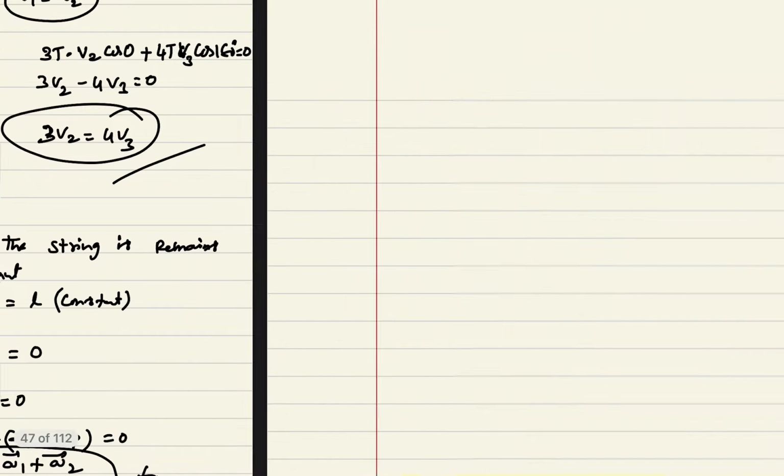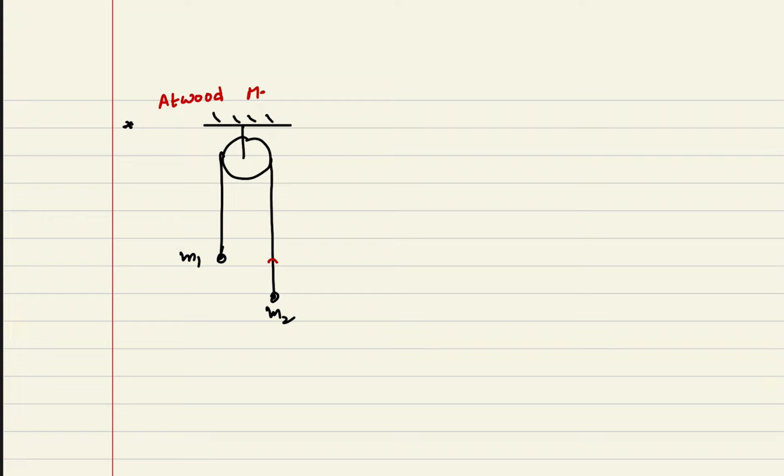Now I will give some other relations, like simple questions related to this. Not the constraint relations, just single pulley problems. There is a mass m1 given and mass m2 also given. This is the Atwood machine. Earlier I forgot to give this, that's why in this video I am giving it. Now I am going to draw m2 like this, with tension T and tension T.